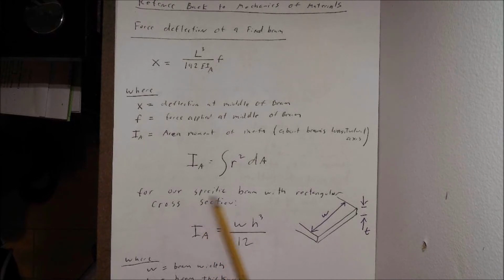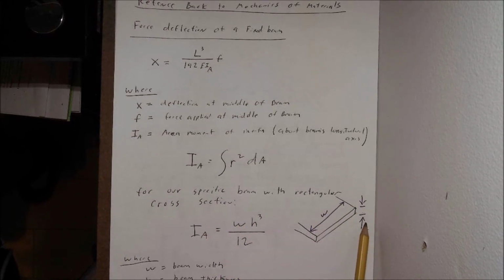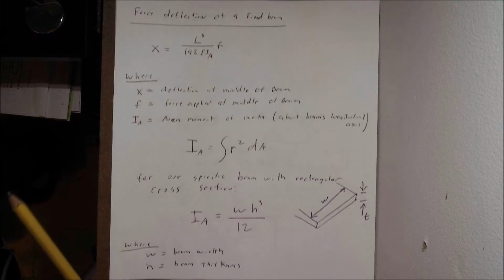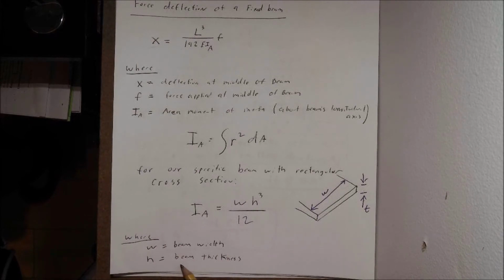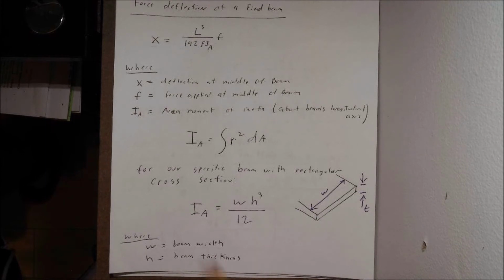From our specific beam, we have a rectangular cross-section. We know the width and we know the thickness, given to us in variables within the problem statement. So we can use our area moment of inertia equation of W times H cubed, or width times thickness cubed, divided by 12. And just in case it doesn't relate back exactly to the variables we're using, I write those out. W is my beam width, H is the thickness of the beam.